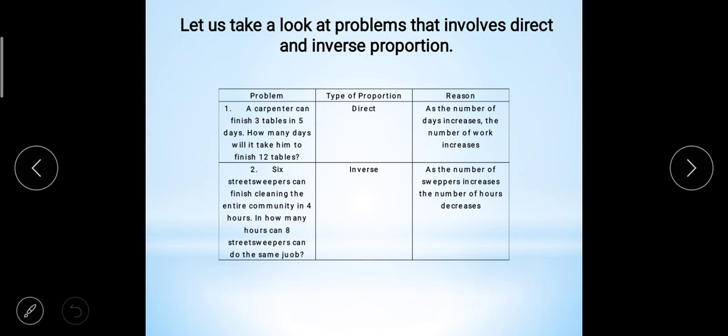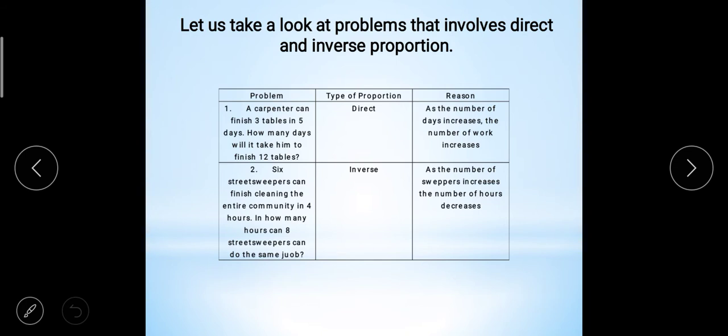Okay, so as the number of tables increases, the number of days to be spent or the number of working days will increase as well. Okay, so that one is direct proportion.